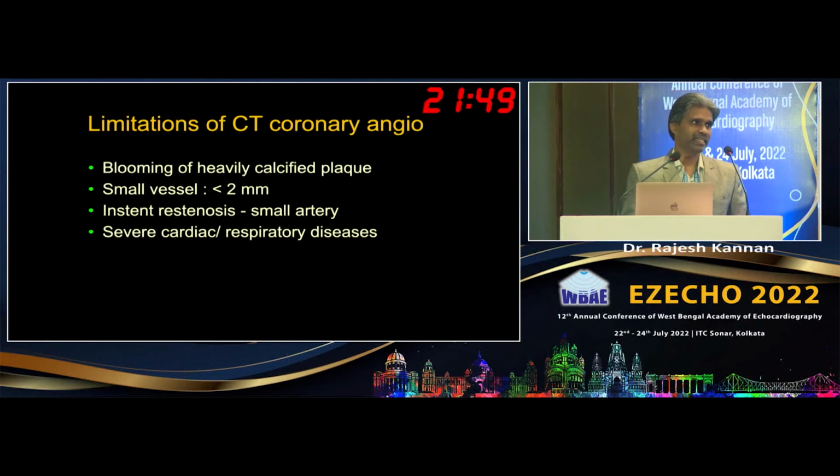Still, even in the current era of the so-called 256 slice CT or 320 slice CT, with a heavily calcified vessel we still have a problem due to blooming. Small vessels which are less than 2 mm may be difficult to assess. In-stent restenosis in small arteries can be a problem, as well as if the patient is having a severe cardiac or respiratory disease with a very poor breath hold or with cardiac arrhythmias, which sometimes can be an issue.